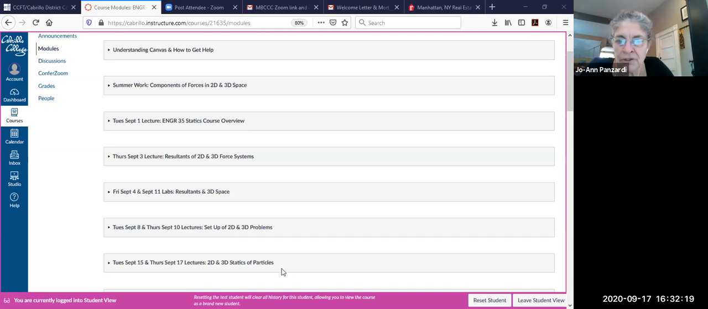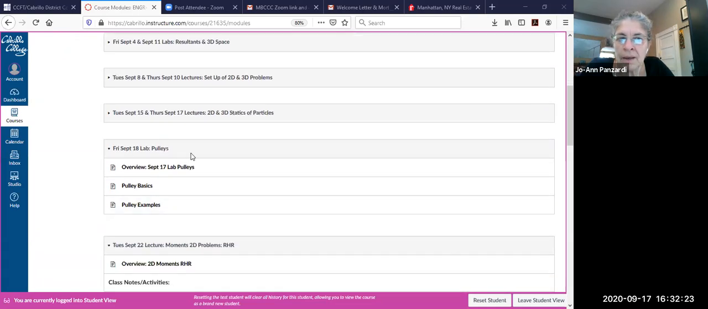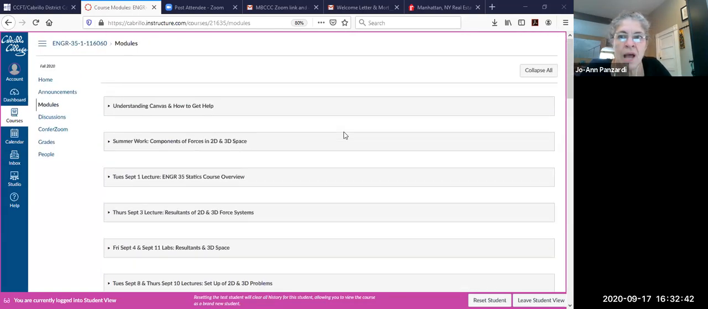Today we're going to finish up statics of particles. Tomorrow in the lab, you're going to be working on pulleys, which I'm going to introduce a little today, and you're going to work on it a lot tomorrow. Then you have an online quiz in pulleys. Next week on Tuesday, we're starting to calculate moments using the right-hand rule, torques from physics. So I'm going to stop sharing now.